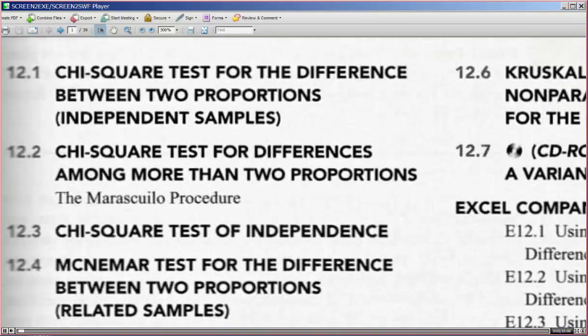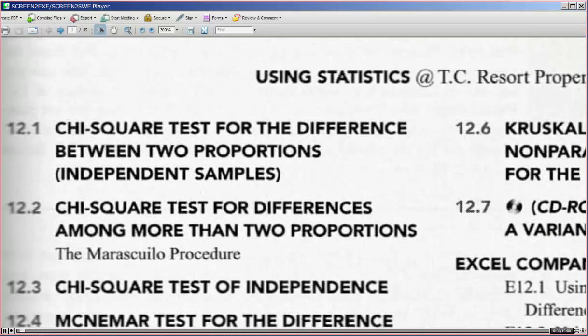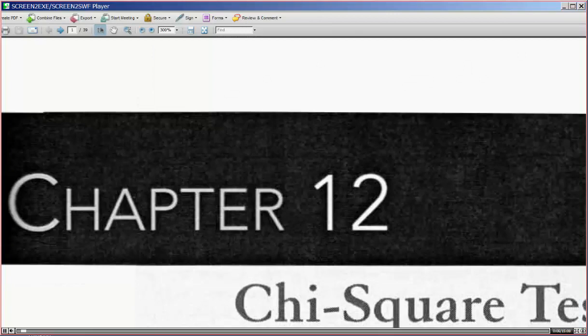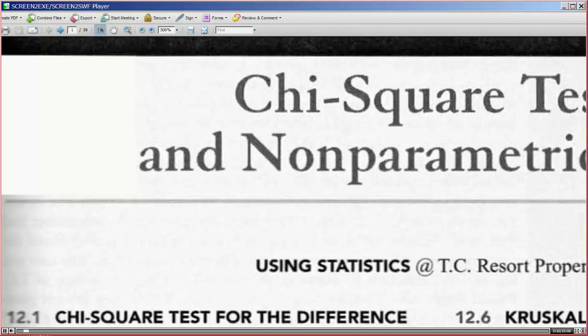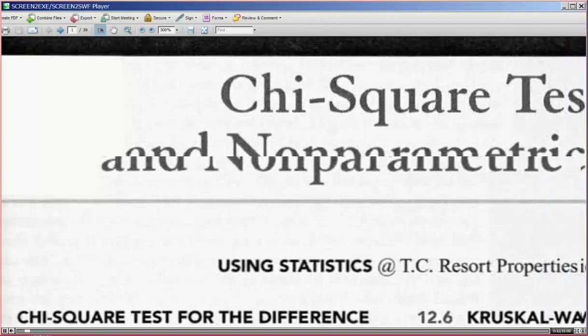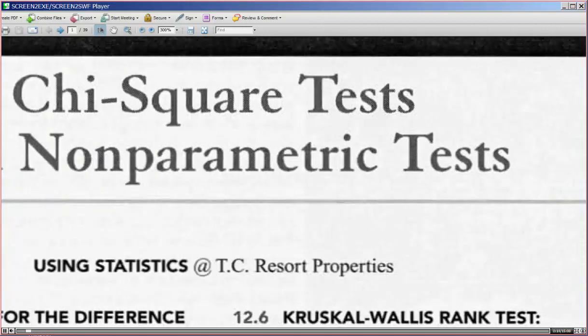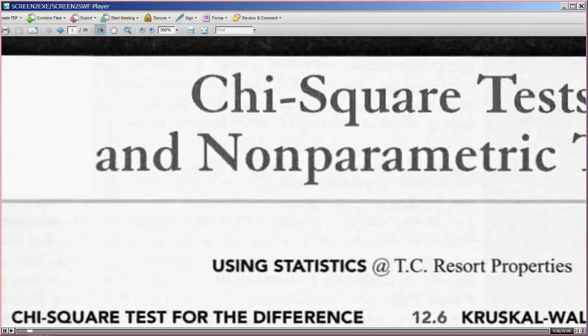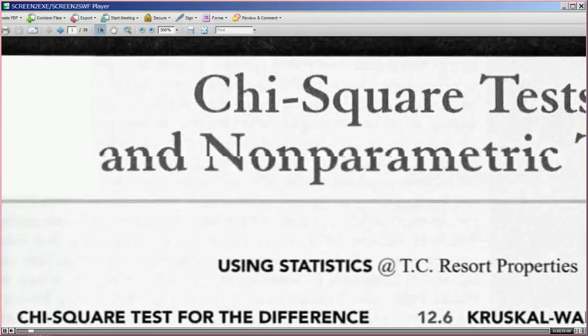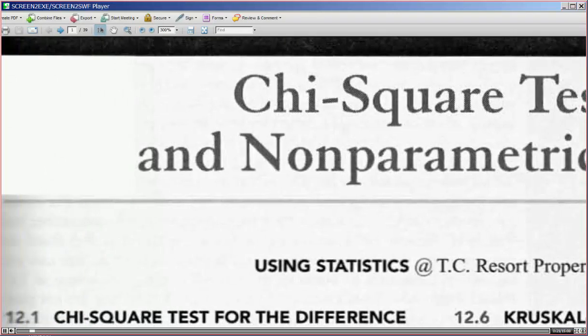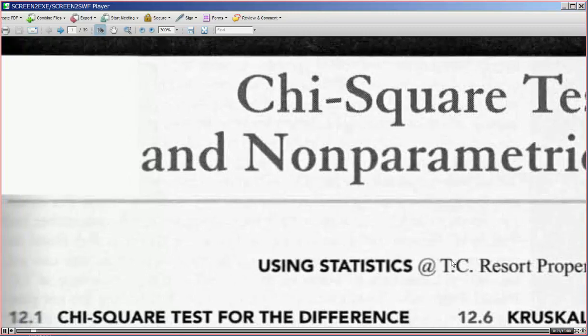Okay, this is video 1 for chapter 12 of Levin's book, chi-square tests and non-parametric tests. Probably this will be all text video. I doubt we'll reach any point where we'll be graphing anything, and if we do, we'll start the next one.